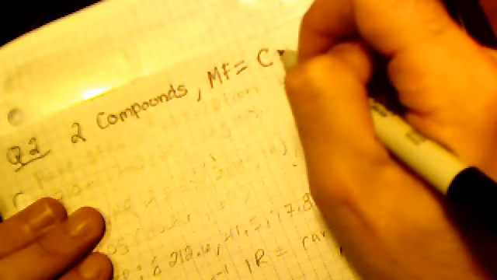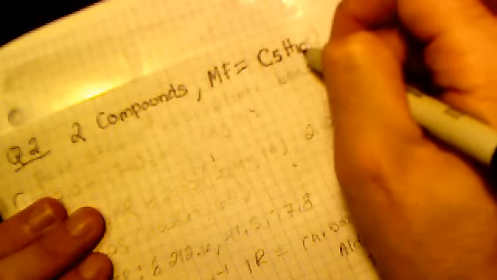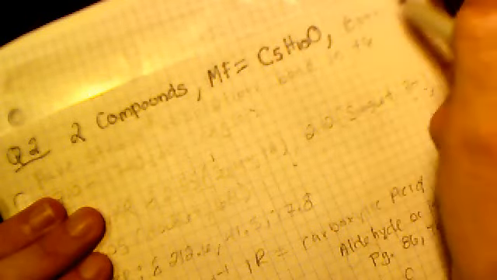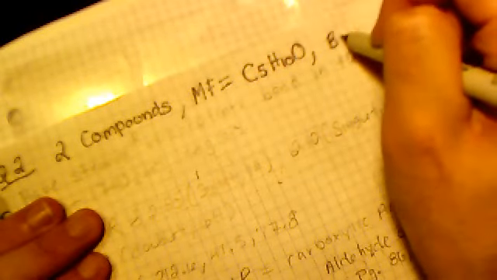Alright, so this is question 2. There are 2 compounds, and they both have the same molecular formula, which equals C5H10O.